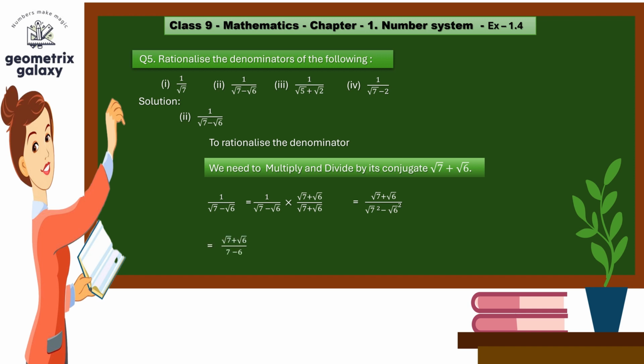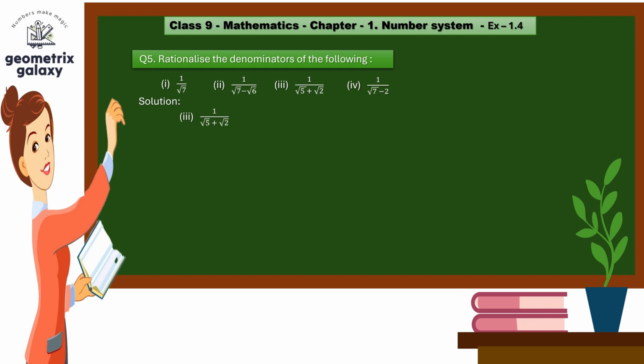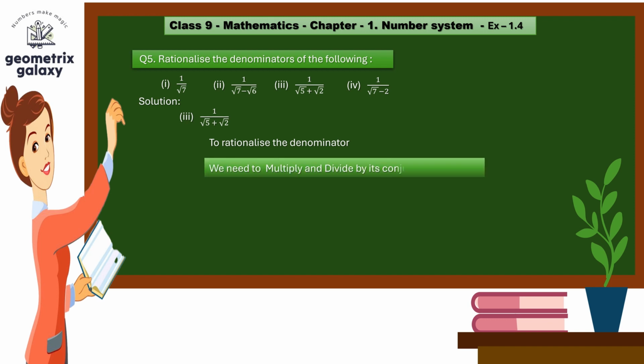7 minus 6 is equal to 1. Therefore, the answer is root 7 plus root 6 divided by 1. That is nothing but root 7 plus root 6. That's all very easy, students. Now the third subdivision is 1 by root 5 plus root 2. Here also, to rationalize the denominator, we need to multiply and divide by its conjugate. The conjugate of root 5 plus root 2 is root 5 minus root 2.